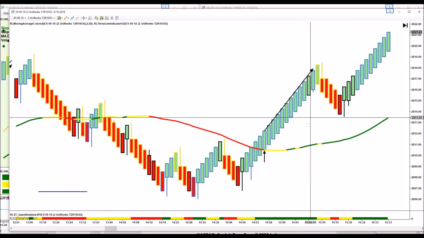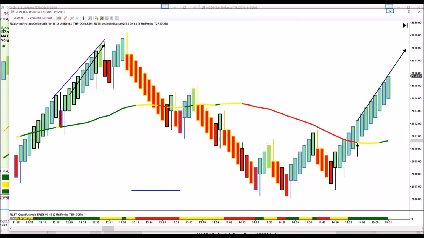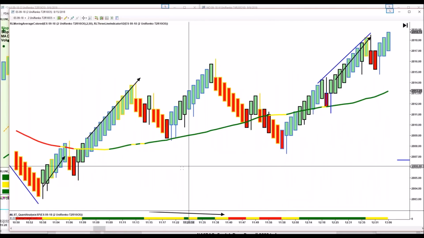So in a trending market, you're always going to get a new candle every 2 ticks. And that's what that uni-renko makes. And I love uni-renko because they give you the ability to form wicks. Wicks give you a great indication.